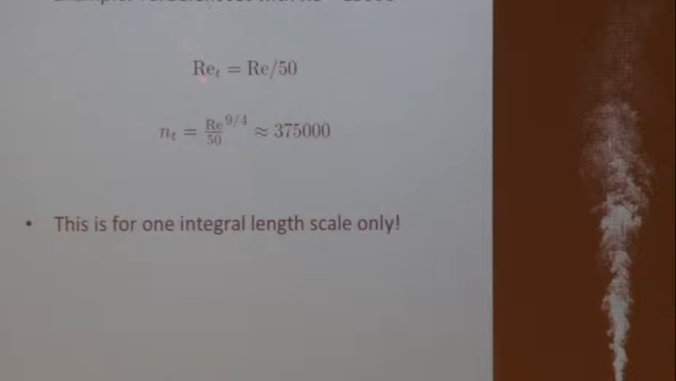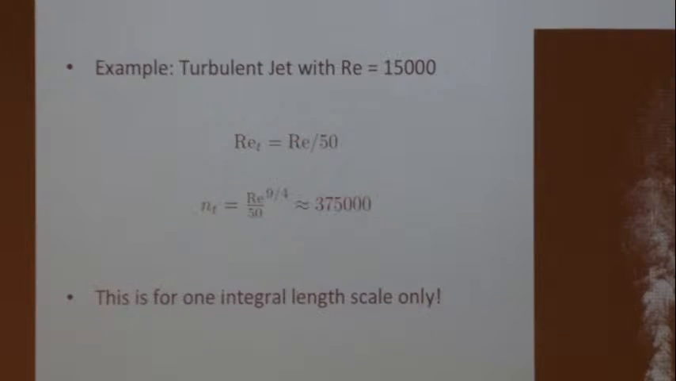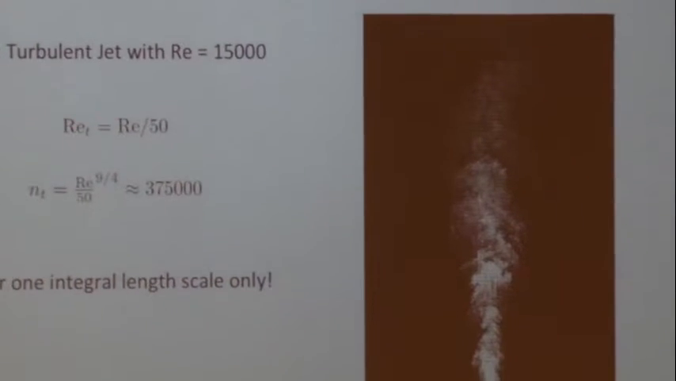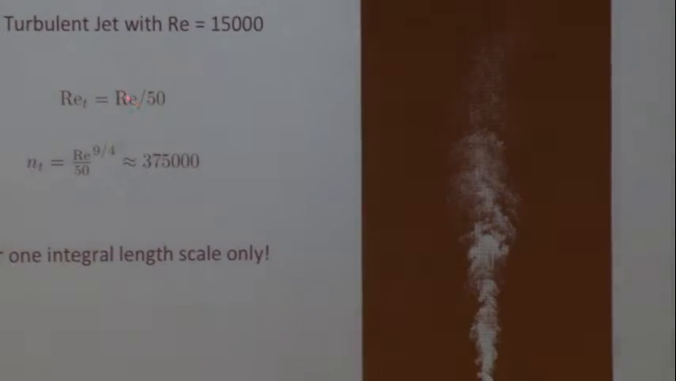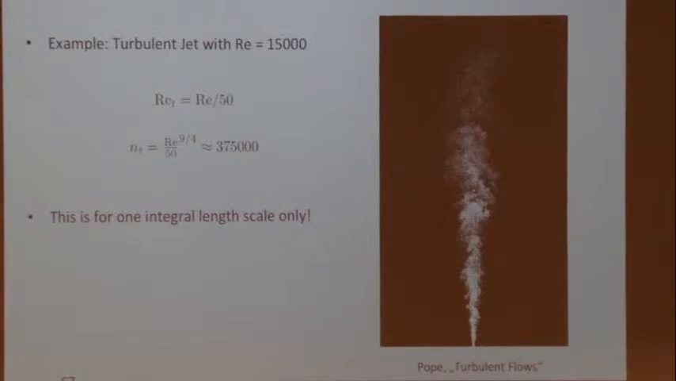Now you can estimate the jet Reynolds number, so this is the turbulence Reynolds number. Jet Reynolds number is typically 50 times the turbulence Reynolds number. If you have a jet with a jet Reynolds number of 15,000, then the number of points you need is like 375,000. That doesn't seem so much, but the point is that would be just for one integral scale. See, this is one little area here. If I want to compute this whole thing, you can imagine what I need is huge.